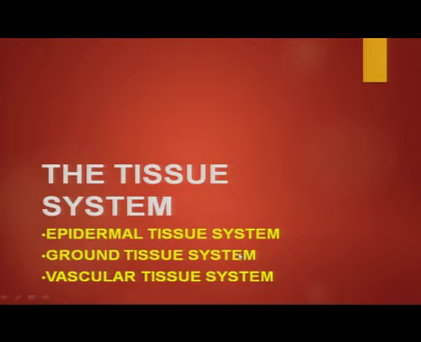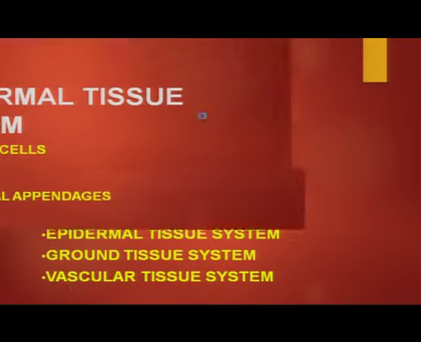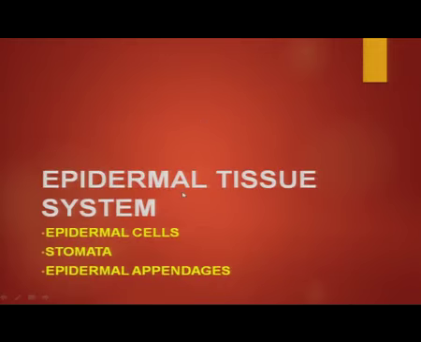So, this was about the earlier session, and let us now begin today's session, and in today's session we will discuss the various tissue systems of the plant. So, we will have a look at the epidermal tissue system, the ground tissue system and the vascular tissue system. Beginning with the epidermal tissue system. You know that on a plant, the epidermal tissue system comprises epidermal cells, stomata and epidermal appendages, which can be the hairs or the trichomes.